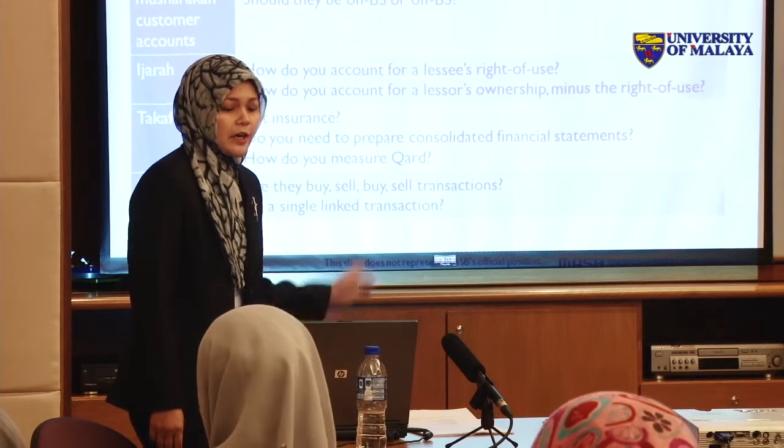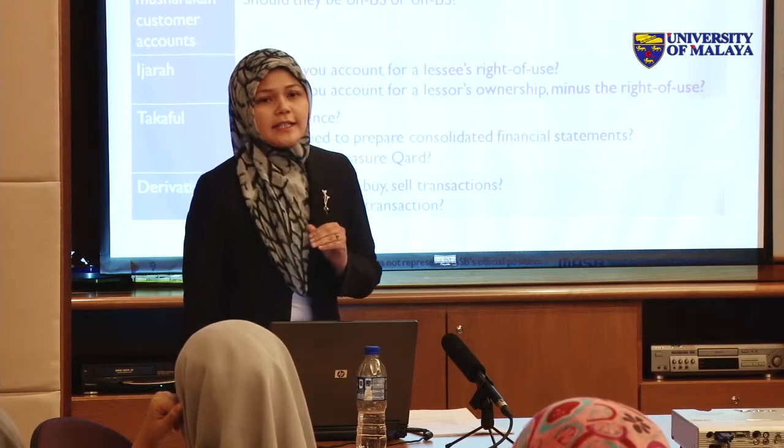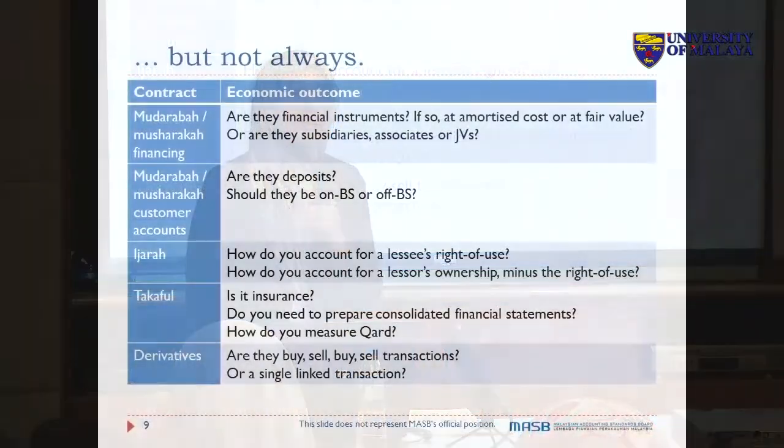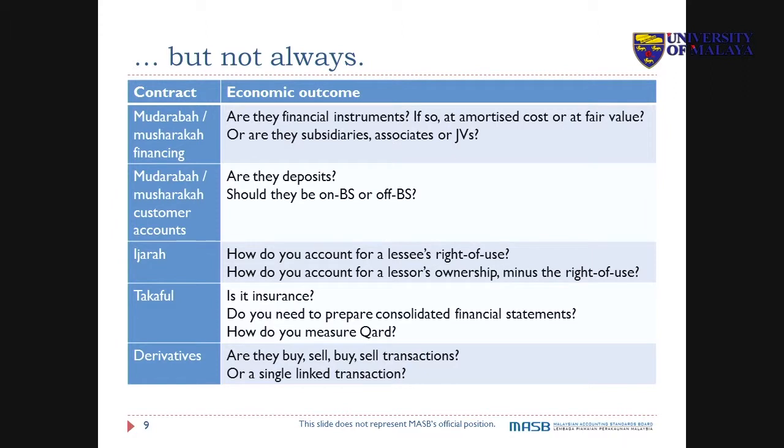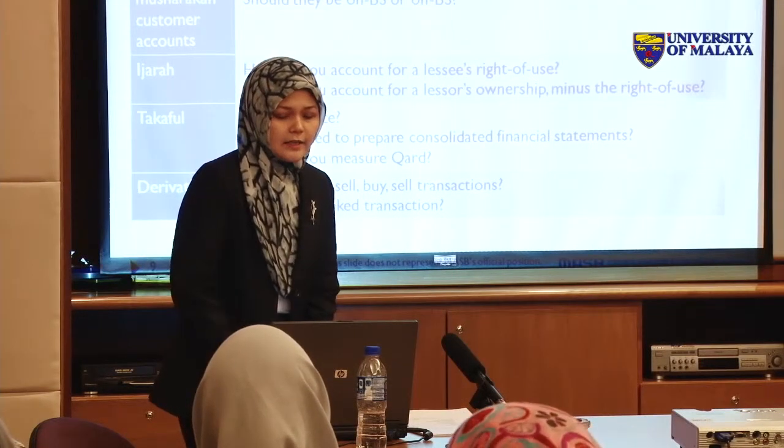Okay, but it's not always the case that the economic effects are the same. For example, in the Mudarabah Musyarakah financing that I mentioned earlier, it could be the case that under accounting standards, when you look through the contracts, it may not be accounted for as a normal bank loan. It could trigger the criteria to be accounted for as a subsidiary or associate or joint venture of the bank with that customer. It may be the case. So far, we have not seen any real-life examples, but in theory, it could be the case that it's not a financial instrument or an asset to the bank, but some other interest in another entity.